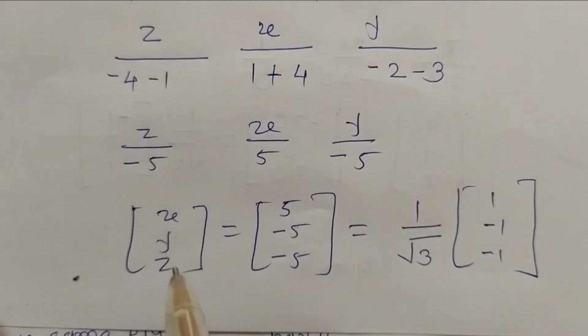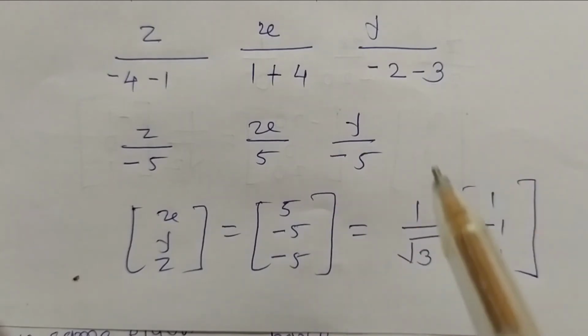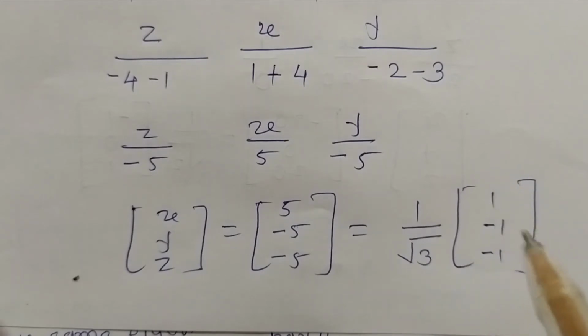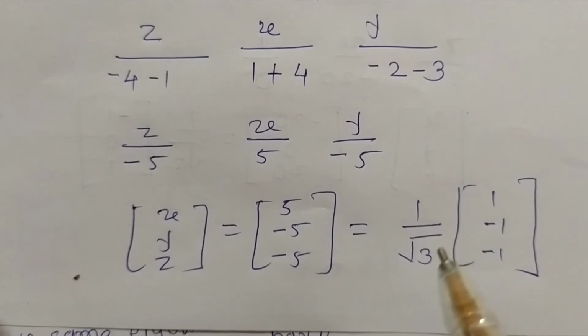So this is x, y, z. We have to take these values carefully. The x value is 5, the y value is minus 5, and the z value is minus 5. When we divide this by 5, it becomes 1, minus 1, minus 1. So it is 1 upon under root of 1 square plus minus 1 square plus minus 1 square, which is 1 upon under root 3. So it becomes 1 upon under root 3 times 1, minus 1, minus 1. This is the eigenvector when lambda is equal to 3.